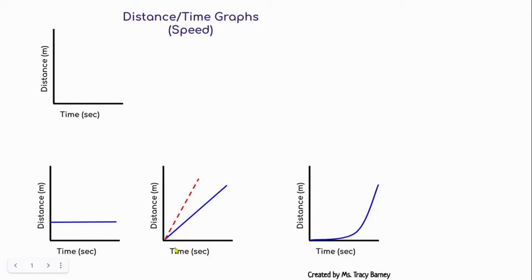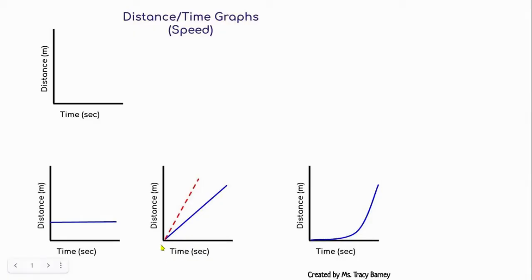If the object is moving at a constant speed, you will see a diagonal straight line, which means it has the same increase in distance in any given amount of time. Most things do not move at a constant speed. Most things accelerate.